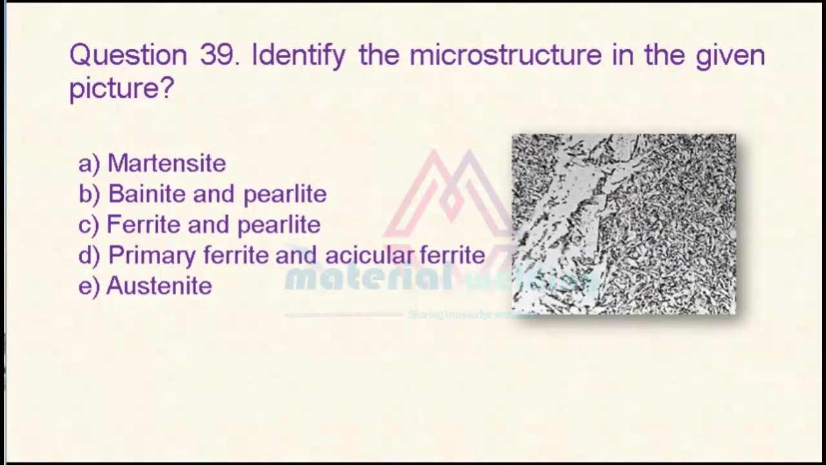Question 39. Identify the microstructure in the given picture. A. Martensite. B. Bainite and pearlite. C. Ferrite and pearlite. D. Primary ferrite and acicular ferrite. E. Austenite.